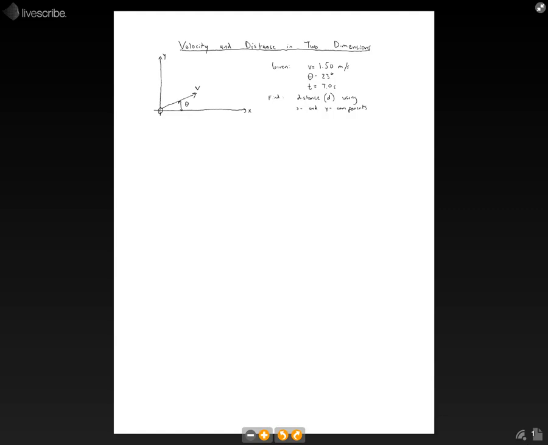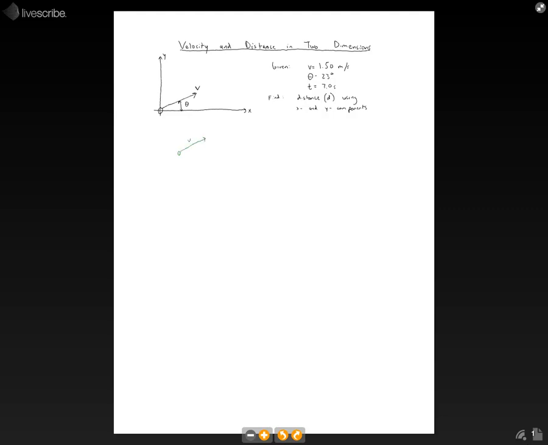What we're actually trying to find in this problem is the distance that the ball travels using the x and y components. So the first step that we need to take is to find the velocity of the ball in its x and y components. An easy way to think about that is to break the velocity up into its two components, and it should make a right triangle. It should look something like this.